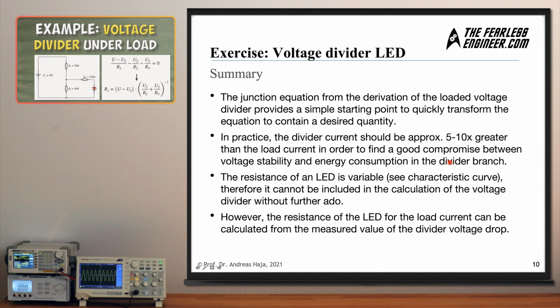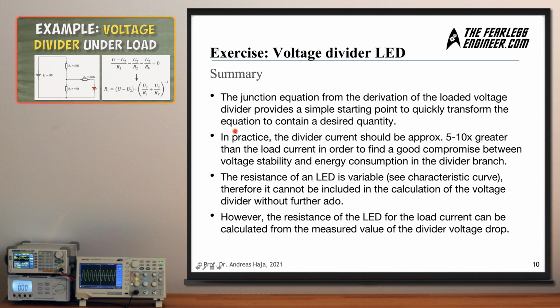Now let's summarize the major takeaways from this video here. First is the junction rule, the junction equation which we saw in the derivation of the loaded voltage divider. It provides us with a very simple starting point to quickly transform the equation to contain the desired quantity. We just need to decide for which resistance value, for example, we want to solve, be it R1, R2, or R3, and then reshape this equation. This is much easier than tackling this rather lengthy equation which is already solved for U2. This is, I think, an unnecessary waste of time. It's much easier to start from the junction equation, which we know from the derivation of the voltage divider.